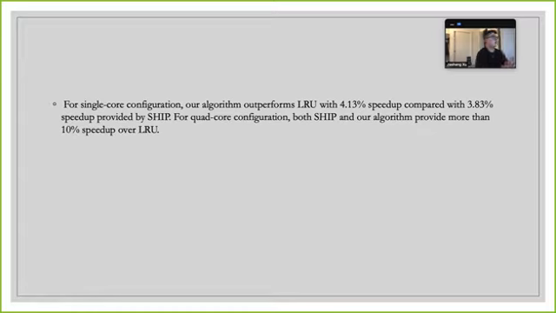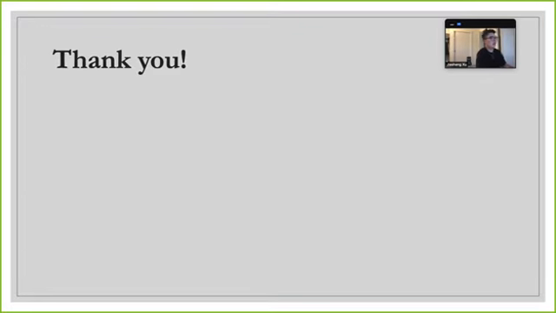So for the single-core configuration, our algorithm is much better than SHiP. It has a 4.13% speedup, compared to SHiP's only 3.83% speedup. And for the quad-core configuration, both SHiP and our algorithm provide around 10% more speedup over LRU.